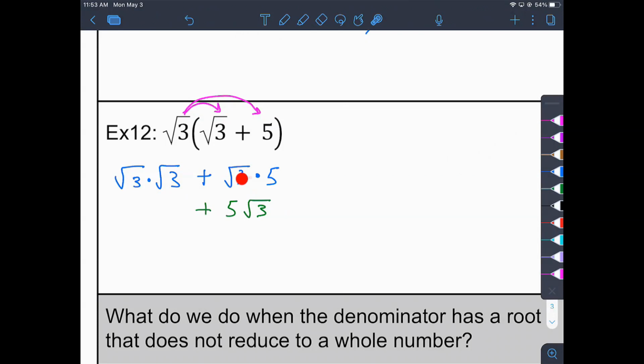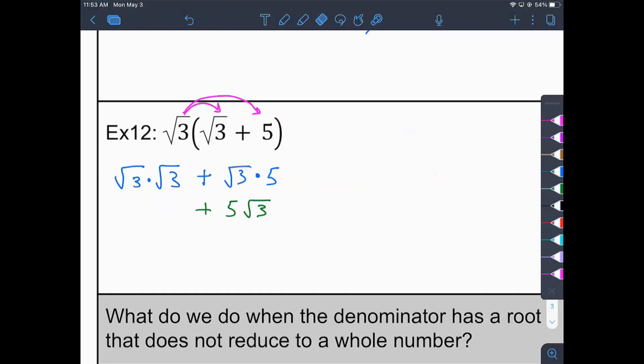Sometimes if people drag out their root symbols a little longer, then you're like, well, is the 5 under there or not? I can't really tell. So we don't like to do that. That's why we tend to put the whole number followed by the root symbol, just as we would do when we had x times x plus 5, we wrote it as x squared plus 5x. We wrote the whole number in front of the variable.